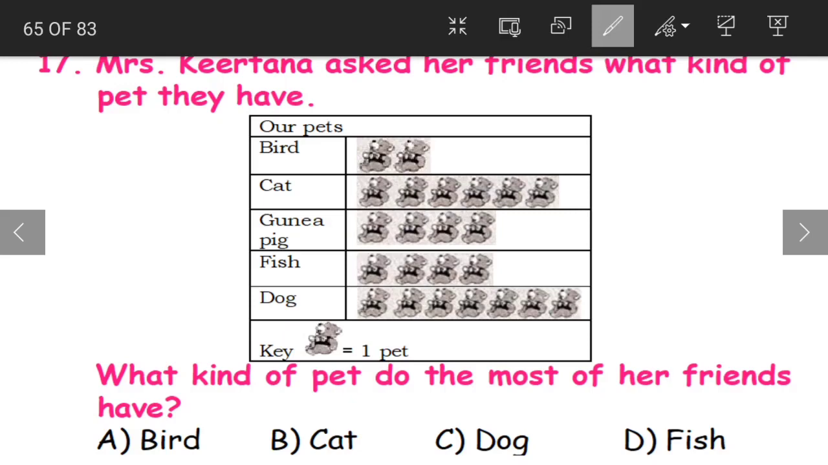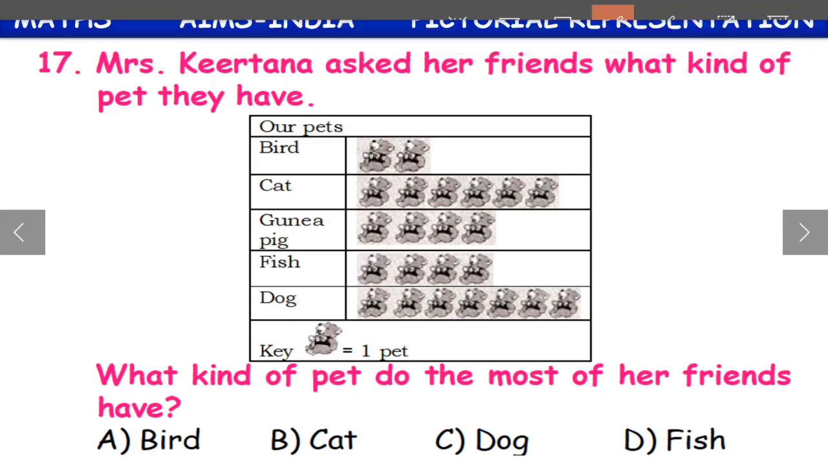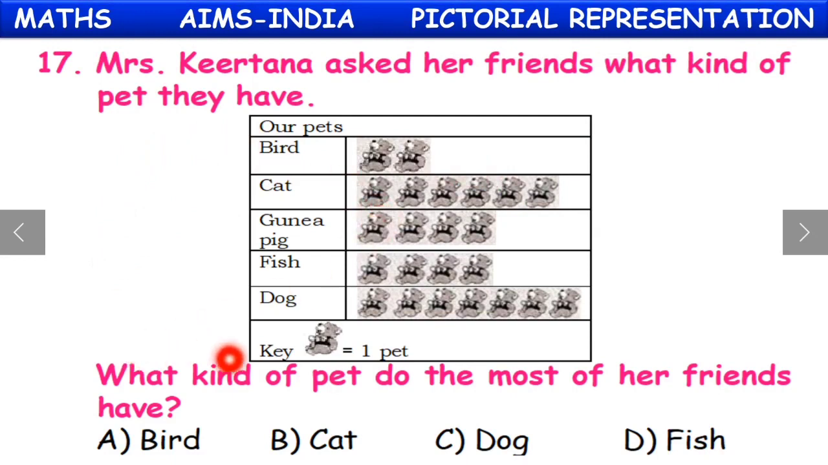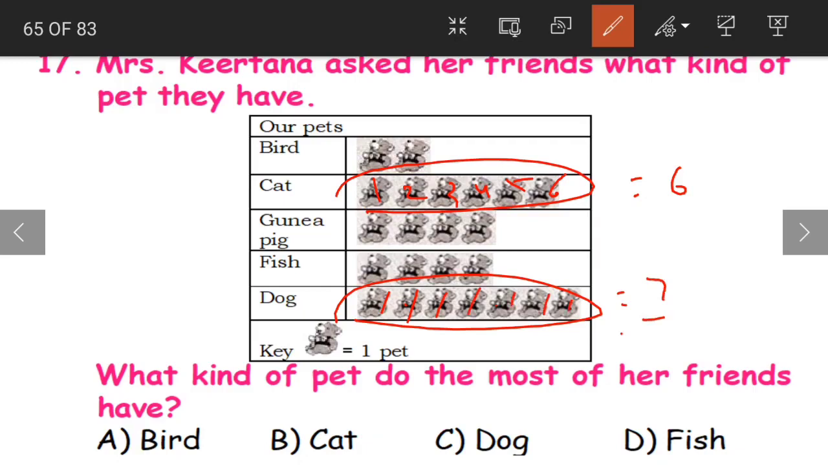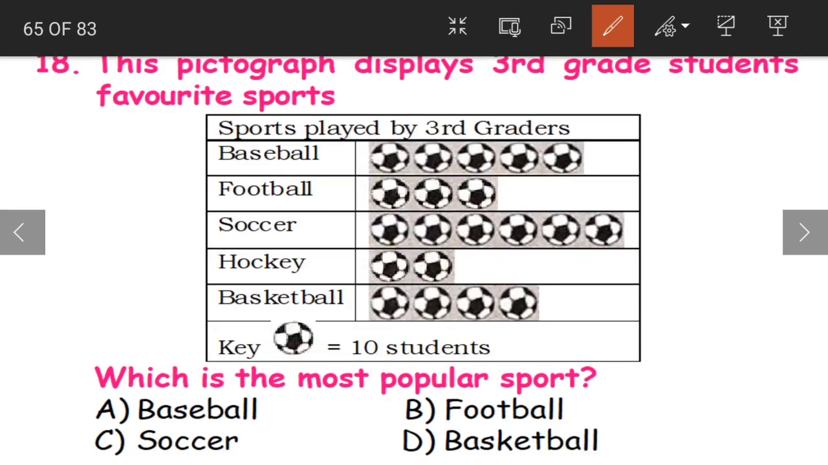Now question 17. Mrs. Kirtana asked her friends what kind of pets they have. What kind of pet do most of their friends have? See, most means what should we do? We should count for the pet which is having the more number of pictures. Even just by looking we can say that cat and dog are more. Now let us count and compare. 1, 2, 3, 4, 5, 6. 1, 2, 3, 4, 5, 6, 7. So which is the most one, children? With what kind of pet do the most of our friends have? Dog. Yes, most of the friends have dog as their pets.